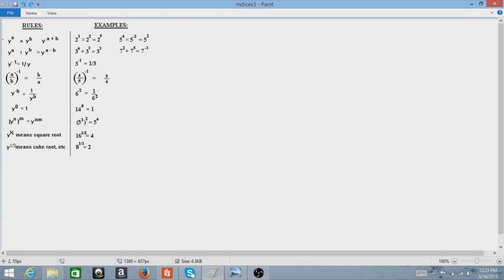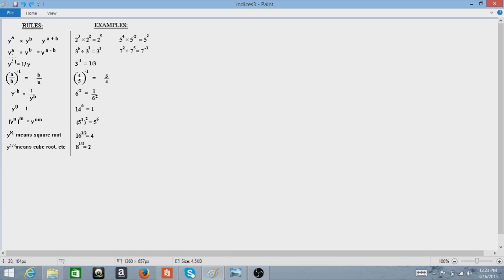For example, rule number 1. When the bases are the same but the indices are different and you're multiplying the two, you have to add the indices. General basic rule. For example, over here we have 2 to the power of 3 times 2 to the power of 2. You add the two indices. 3 plus 2 is equal to 5, so it will be equal to 2 to the power of 5.